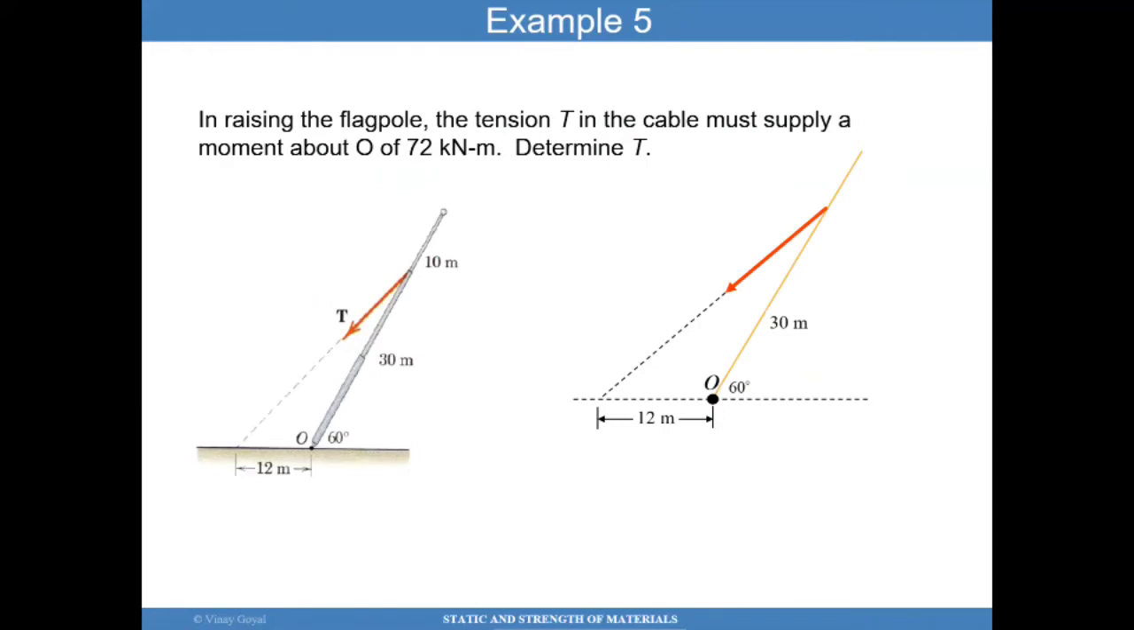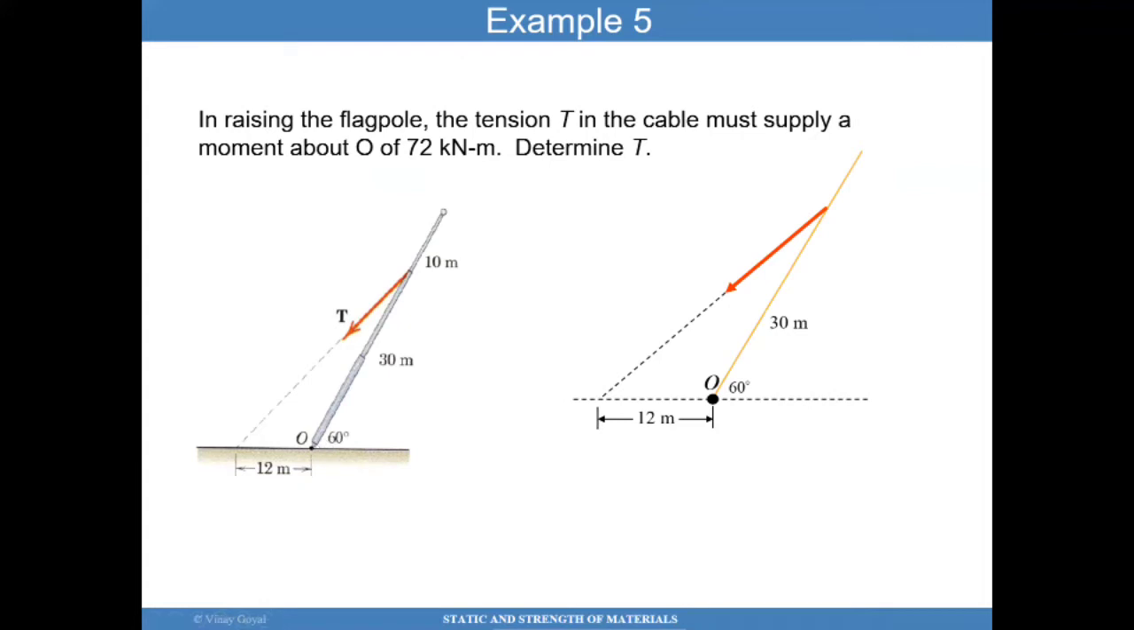Example 5 is yet another example where you have, say, a flagpole. This flagpole is supported by a tension T from this cable to the ground. And we know it needs to supply a moment about O of 72 kilonewtons times meter. The question is, what tension T will do that for us?